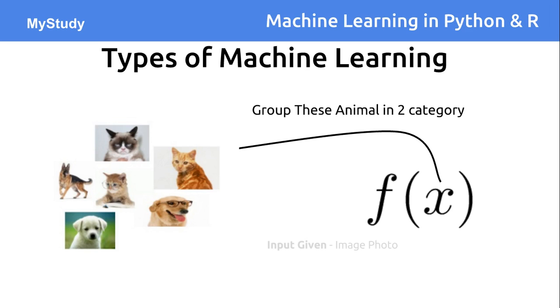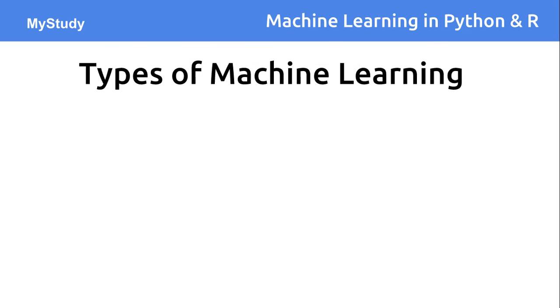So that is the input. Image photos have been given as the input and no output is given. In this case we don't know whether a particular image is a cat or a dog. So let's formally define these three examples into three different categories.